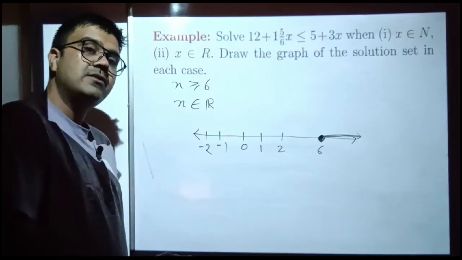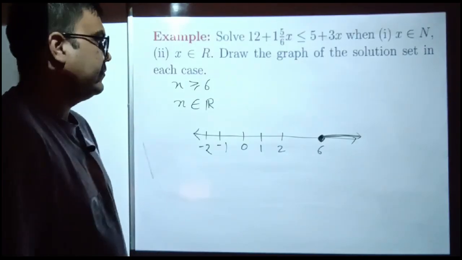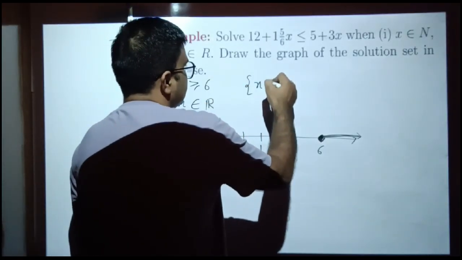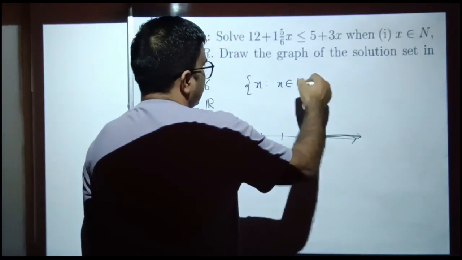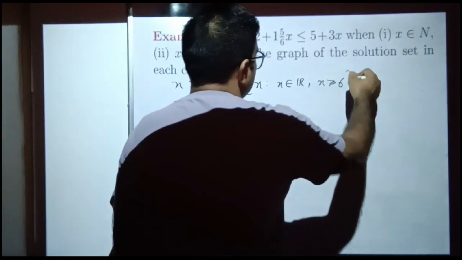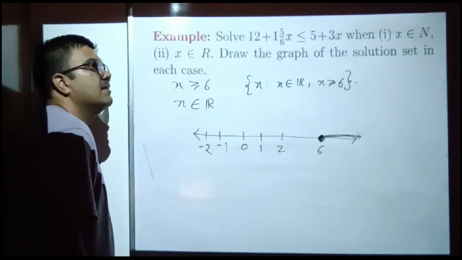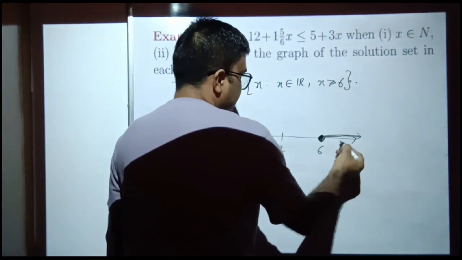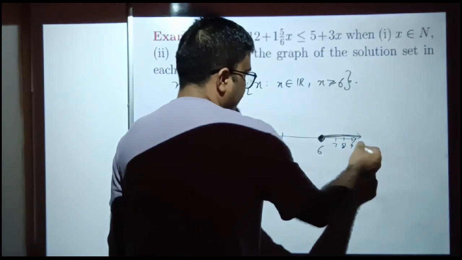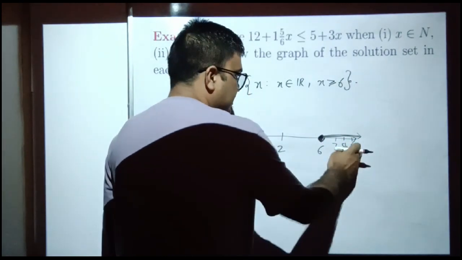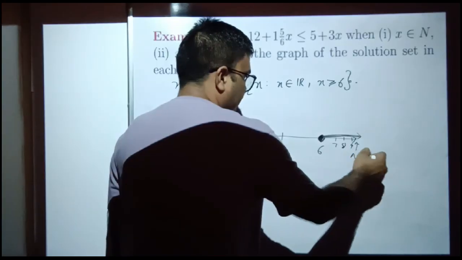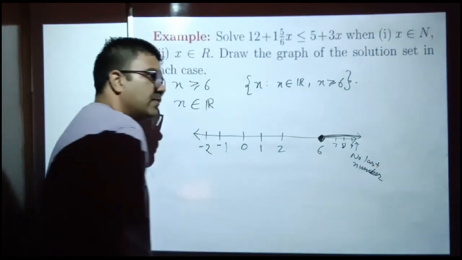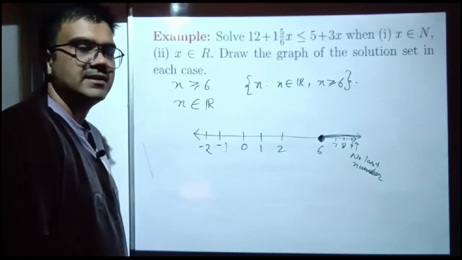Now how we are going to write all the numbers after this? One way to represent this is, we can write the answer as x such that x is a real number and x is greater than equal to 6. In interval form, if we look at these numbers, there will be 7, 8, 9 and so on. So there is no last number over here. There is no real number that we can say is the last real number.